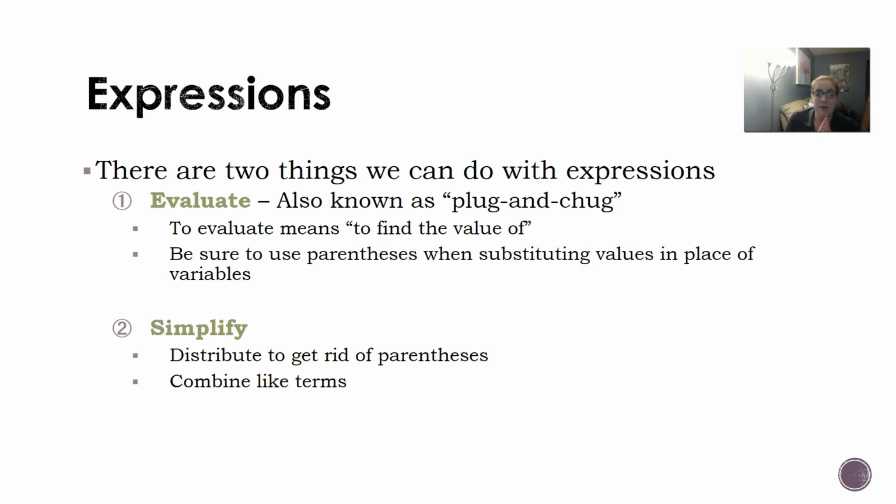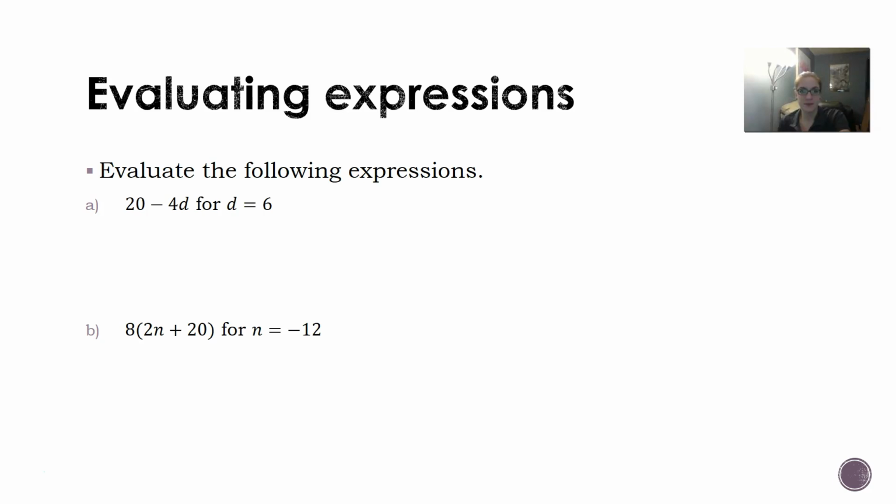Now, the other thing we can do is simplify this expression. Simplifying an expression comes with two steps. The first step is to get rid of the parentheses by taking whatever's multiplied in front and distributing it into your parentheses, or multiplying it in. The second step is to combine your like terms. And we'll get into what this means.